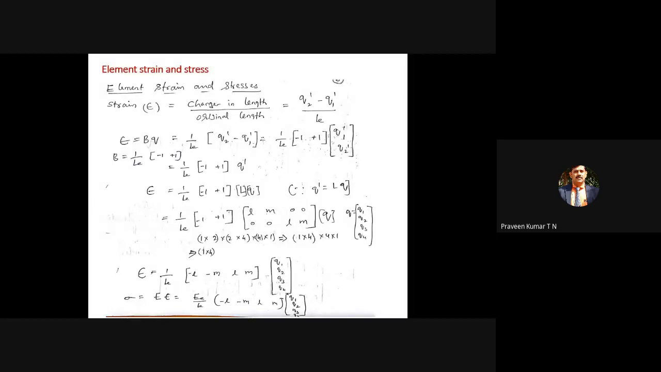So now, epsilon is equal to, this formula you have to remember, epsilon is equal to 1 by Le, minus L, minus M, L, M. This is the equation for the epsilon into the displacement vector. This is the element displacement vector, because you are finding out the strain for the element. Epsilon is equal to this equation. But remember only the epsilon equation.